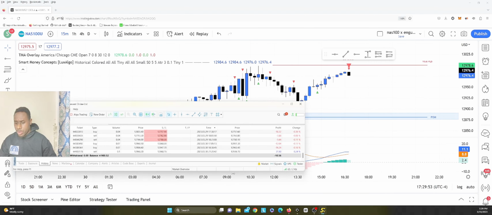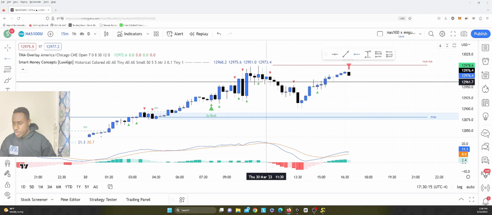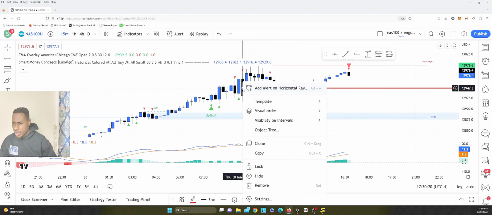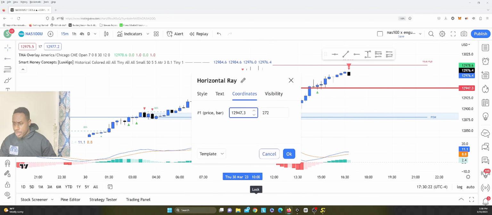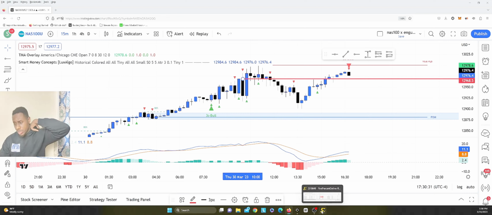So the first trade now, let me see. The first trade was to the sell side at 10:02 at 12,968.5. Correct? That looks accurate.